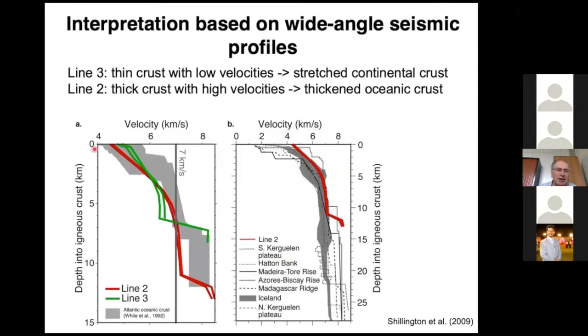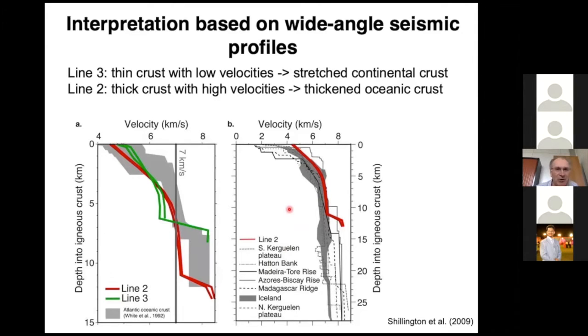So what we see is that on the green lines, the western profile, the velocities are generally rather lower than those of oceanic crust, particularly in the lower crust. And then on the red profiles, the line in the east, the velocities are somewhat higher. The crust is rather thicker than we normally see in oceanic crust, hence the comparison with thickened oceanic crust, and it's quite a good match with the velocity structure of thickened oceanic crust.